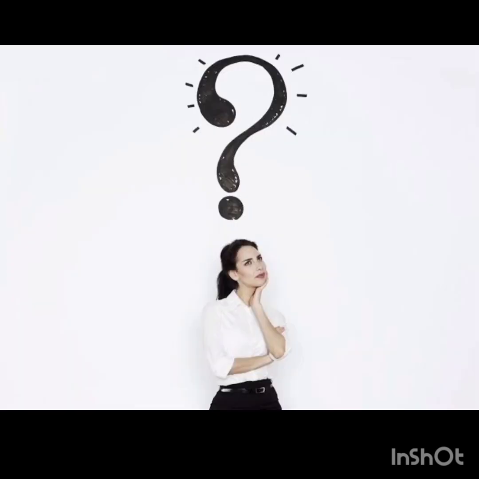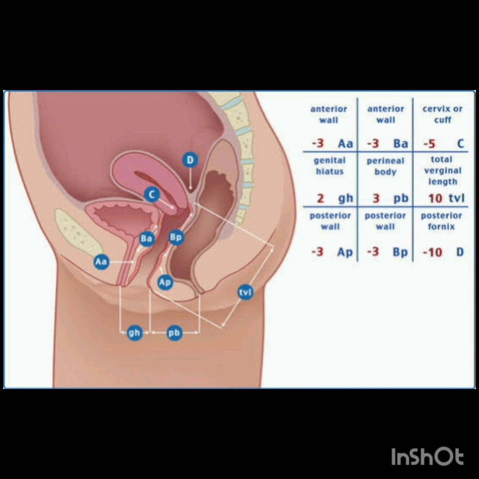So Aa is a point on the anterior vaginal wall, 3 cm from the external urethral orifice, and is a fixed point. Ba starts from 3 cm from the external urethral orifice and goes to the most distal part of the anterior vaginal wall. So if there is no anterior compartment prolapse, then Aa and Ba will coincide at 3 cm. Am I clear to you all?